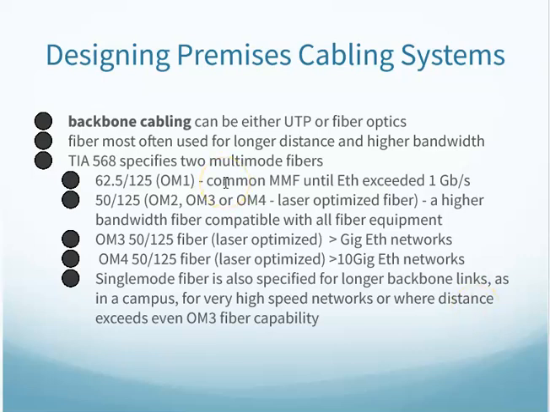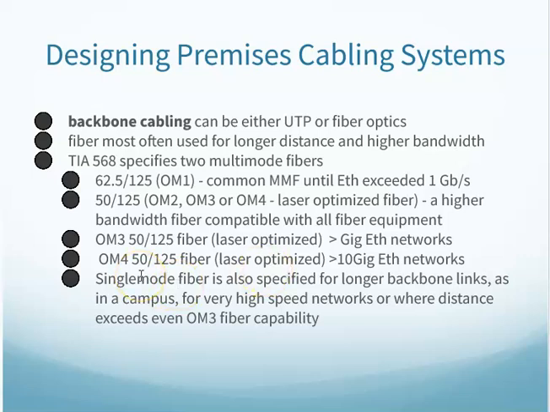The 568 standard specifies two multi-mode fibers, the 62.5/125 and the 50/125. You could use the OM1, that was the original multi-mode fiber that was adequate for gigabit speeds. As they moved beyond gigabit speeds, then they moved into 50/125, higher bandwidth capability. And here reminds us the OM3 laser optimized could give you gig Ethernet, and OM4 laser optimized could give you 10 gig Ethernet connections.